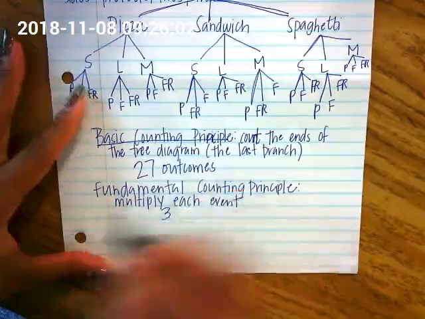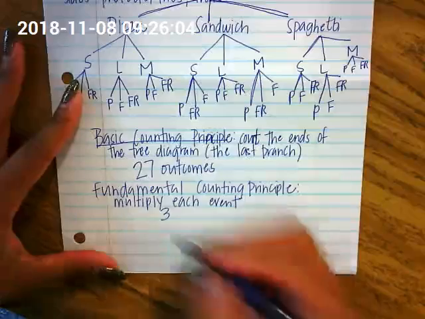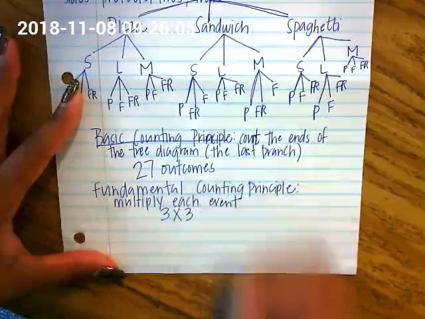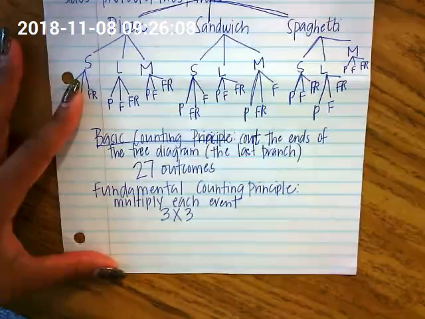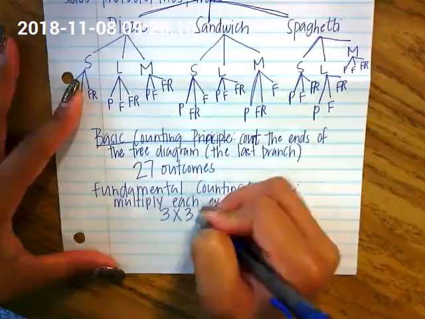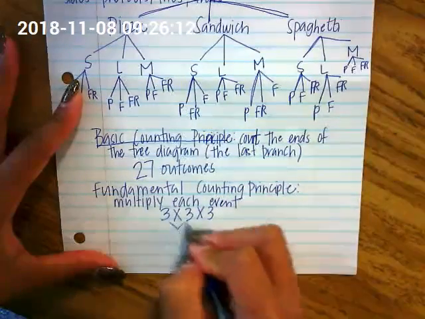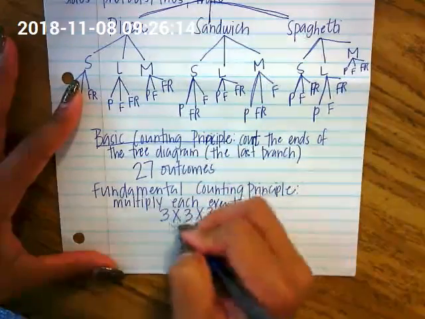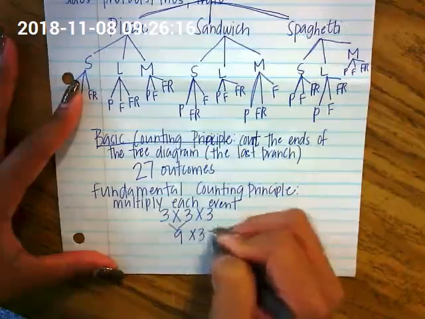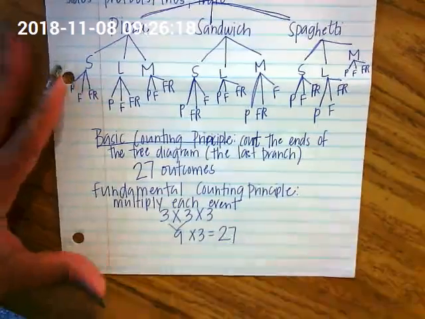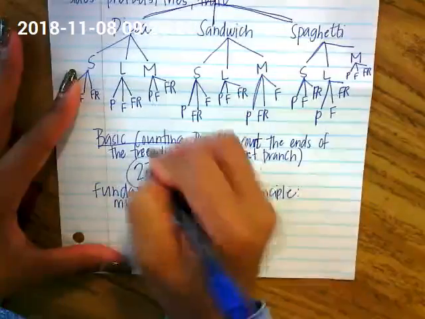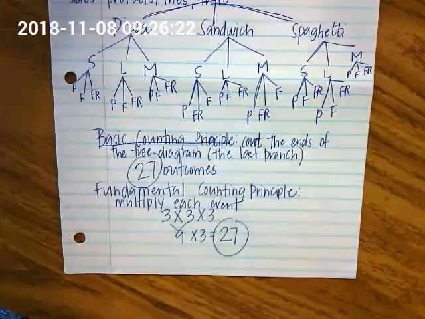How many options do I have for an entree? 3. How many options do I have for drinks? Times 3. How many options do I have for the sides? Times another 3. So 3 times 3 gives me 9. 9 times 3 gives me 27. So we know we have 27 outcomes.